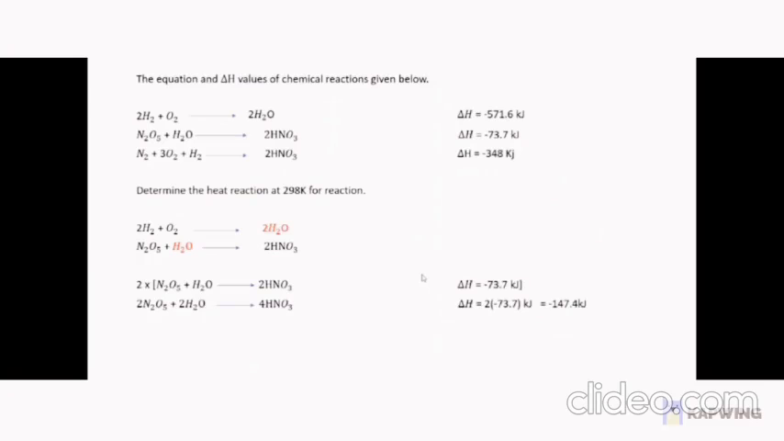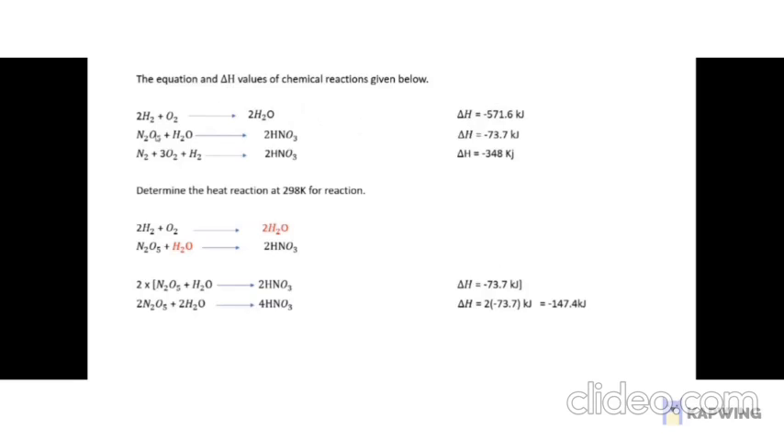Now I'm going to explain question number 6 by applying Hess's law. The equation and delta H values of chemical reactions are given below. It is given that 2 moles of dihydrogen reacts with 1 mole of oxygen to produce 2 moles of water, and its delta H is equal to negative 571.6 kilojoule.